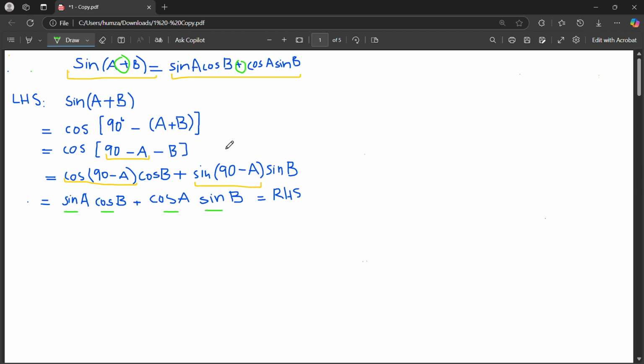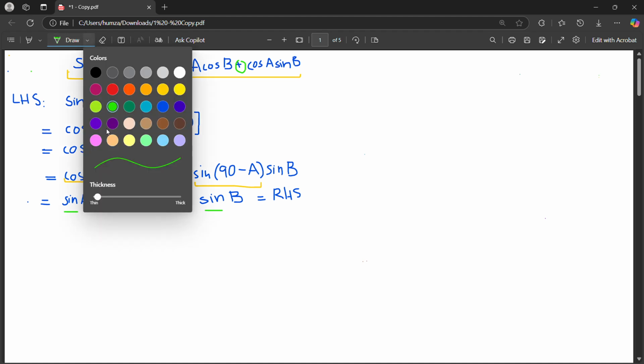Now let's look at the proof of sin(A − B), which is equal to sin A cos B minus cos A sin B. Let's write it down real quick. Okay, let's use this pen.